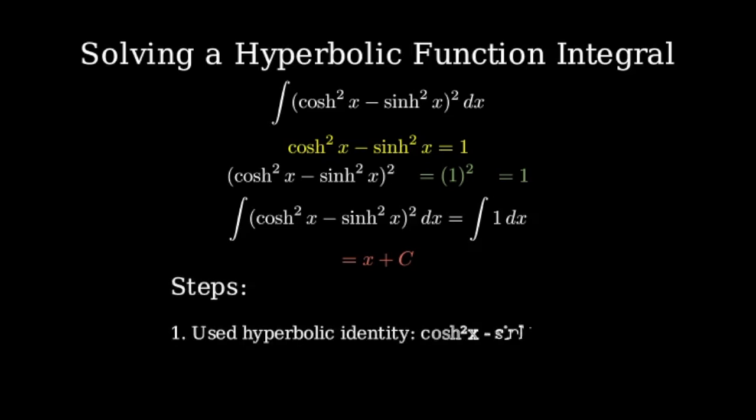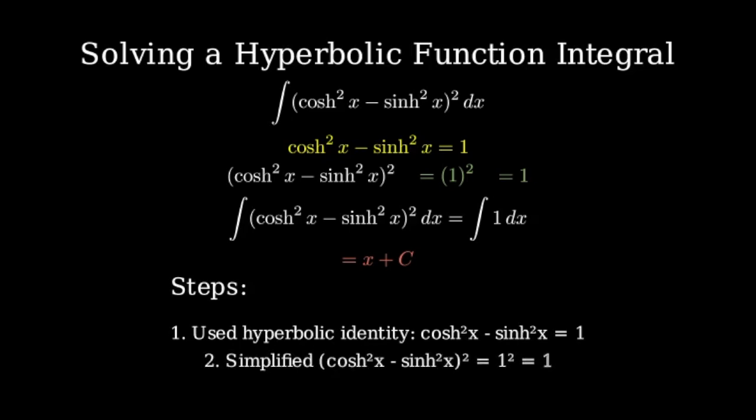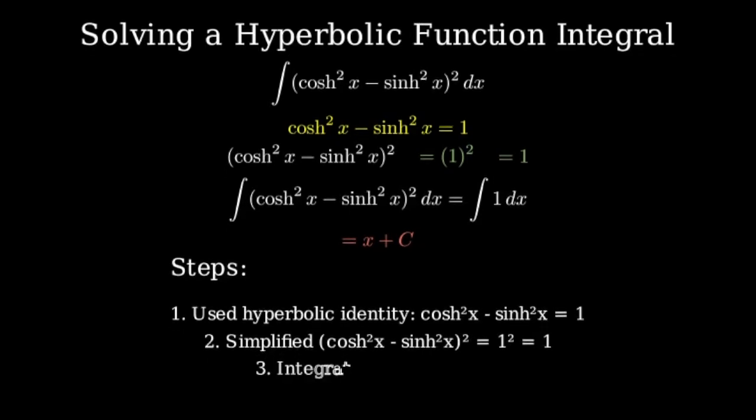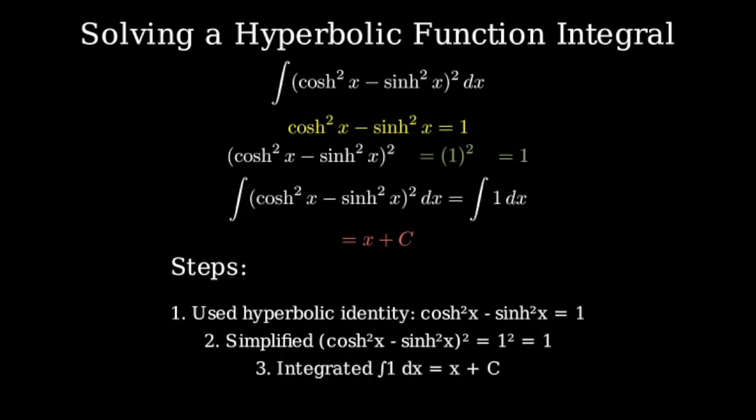First, we use the hyperbolic identity that cosh²x minus sinh²x equals 1. Then, we recognize that we were squaring this expression in our integral, which gives us 1. Finally, we integrated 1 with respect to x to get x plus c. Therefore, our final answer is x plus c.